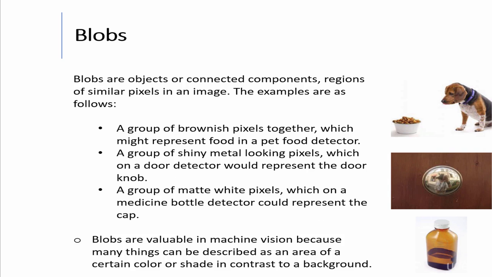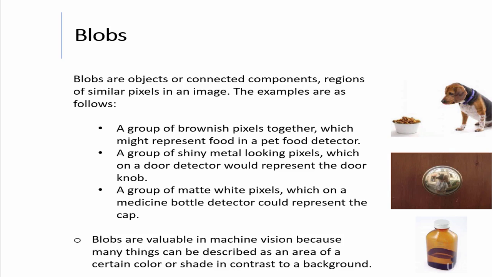So let's take a look at blobs. What are blobs? Blobs are basic objects or connected components, regions of similar pixels in an image. The examples are as follows. A group of brownish pixels together which might represent food in a food detector. A group of shiny metal-looking pixels, which in a door detector could represent the doorknob. Or a group of matte white pixels, which in a medicine bottle detector could represent the cap.